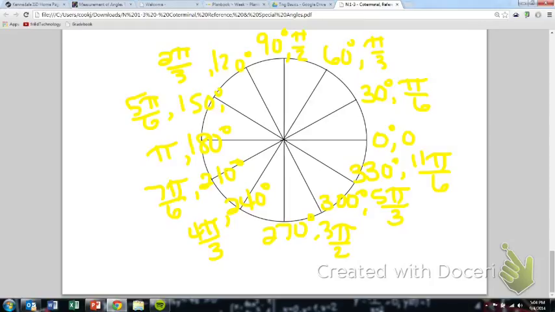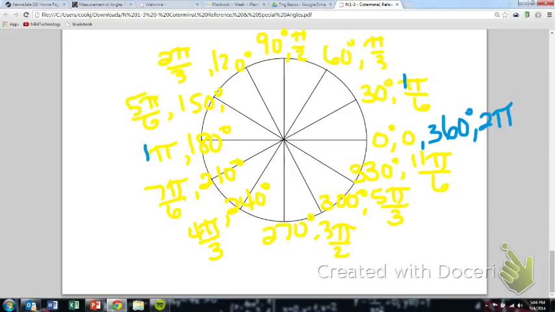We're adding 30 each time. And notice we start out over here with 1/6 pi. Then we have 2/6, which reduced to a third. 3/6, which reduced to a half. 4/6, which reduced to 2/3. 5/6, 6/6, which reduced to 1. 7/6. 8/6, which reduced to 4/3, 9/6, which reduced to 3/2, 10/6, which reduced to 5/3, 11/6, and then I forgot the 12/6, 360 degrees, or 2 pi.